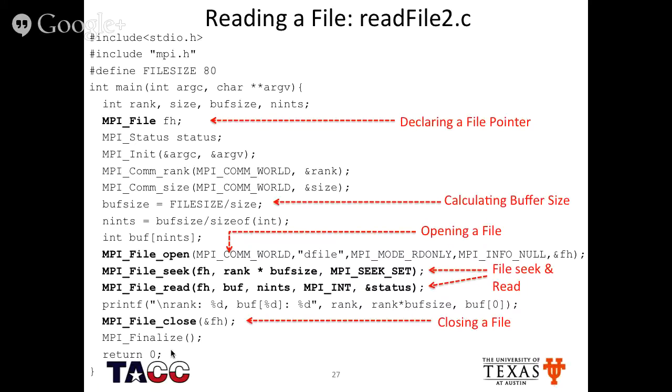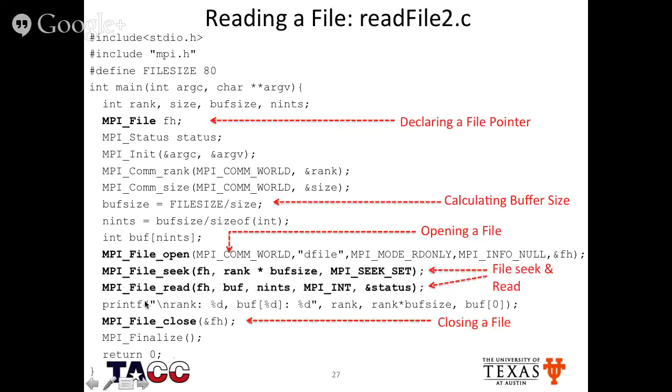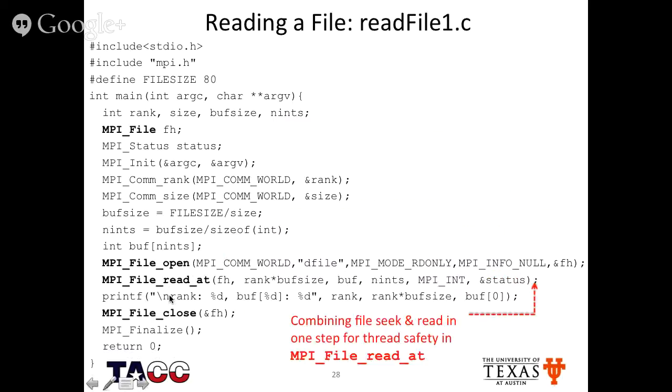Just as simple as that. And if I were to do the same thing, instead of using MPI file seek and file read, I could as well just use MPI file read at. The rest of the stuff and the explanation is exactly the same, except that now I'm using file read at instead of using two APIs, file seek and file read. This combines file seek and read in one step for threads, and that's pretty much all you want to know at the moment. I don't want to go into thread safety, etc.